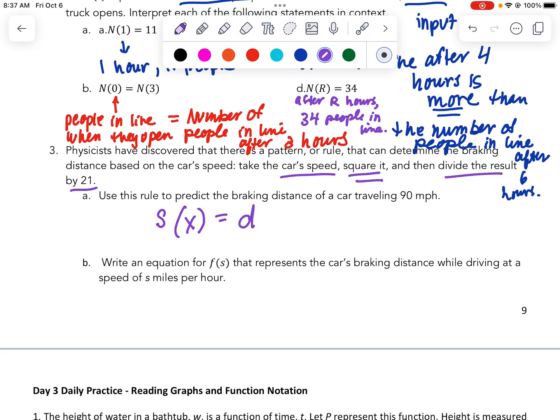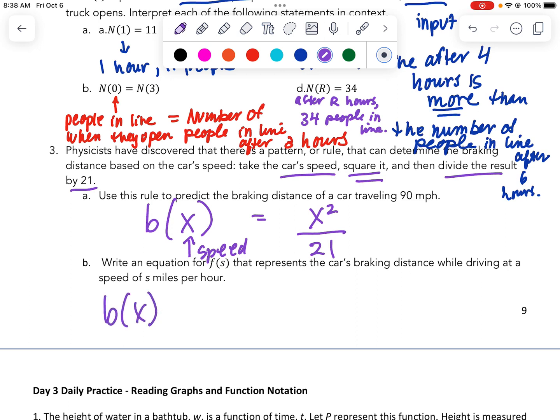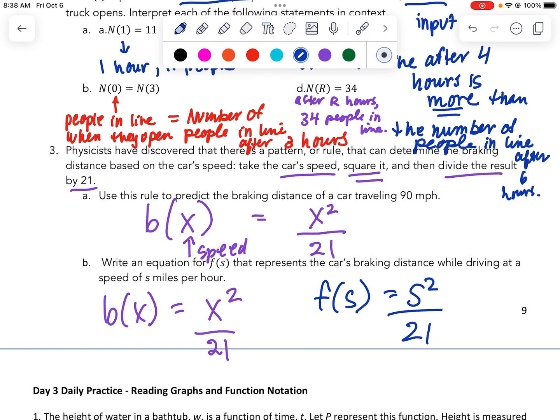Okay, so to find the braking distance, take the car's speed. Oh, actually, it's braking distance. I'm going to change the variables. Okay, so I'll call it B for braking distance, and we'll say x is the speed. All right, so take the car's speed, square it, and divide it by 21. So here's our function. The braking distance when the car is going x miles per hour is the speed squared divided by 21. Oh, it wants f of s. Okay, so we can change it. All right, so f of s equals the speed squared divided by 21.